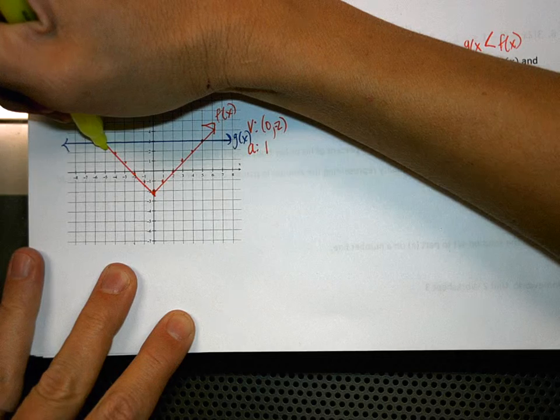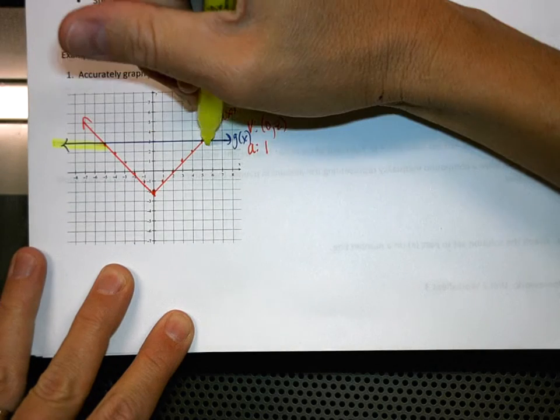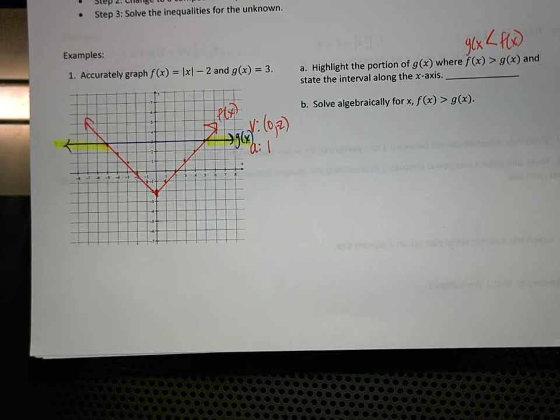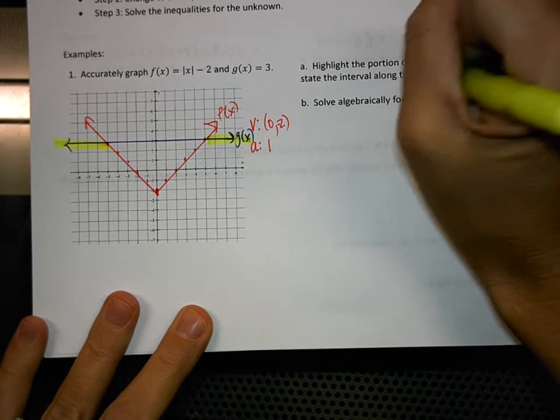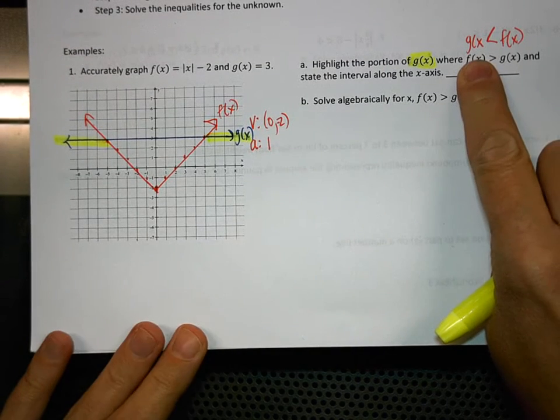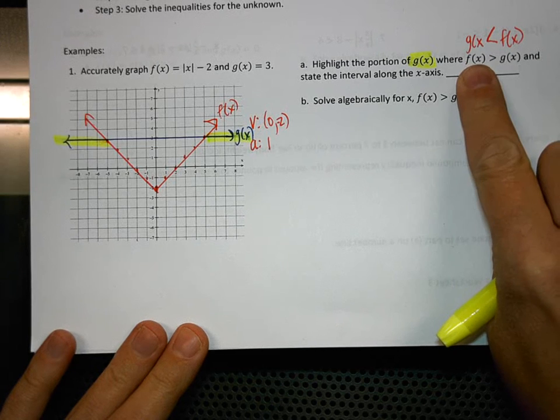So going from here to the left and here to the right, that is where g of x ends up being less than f of x, or f of x is greater than g of x. But they're asking me to highlight on the g of x, so it makes more sense to me to think about it in terms of g of x. Where is that graph less than f of x?